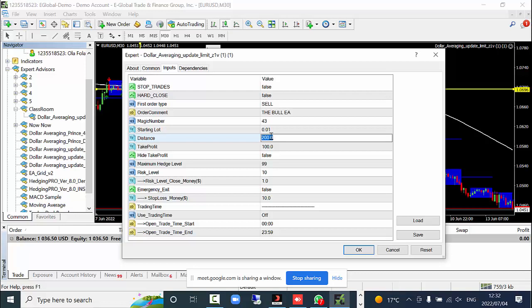If you ask me why I'm putting 50 pips in my distance, it's because I don't want the robot to keep on placing trades every time. You understand? I want to risk 10% of my money, but I want a gap between the time the robot places the second trade and the third trade. So I'm going to put 50 here.